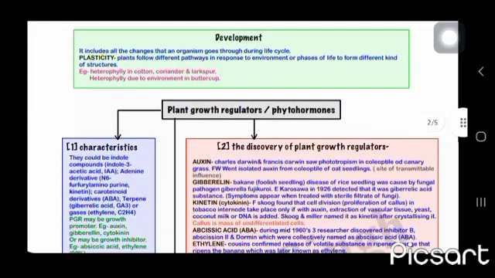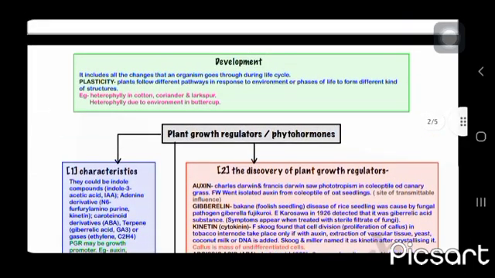Now, what is development? It includes all the changes that an organism goes through during the life cycle. Plasticity: plants follow different pathways in response to environment or phase of life to form different kinds of structures. Example, heterophylly in cotton, coriander and larkspur. Heterophylly due to environment in buttercup.